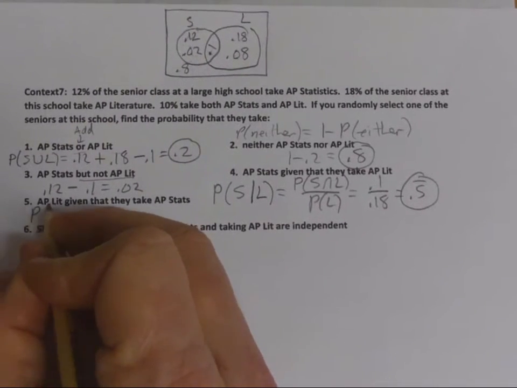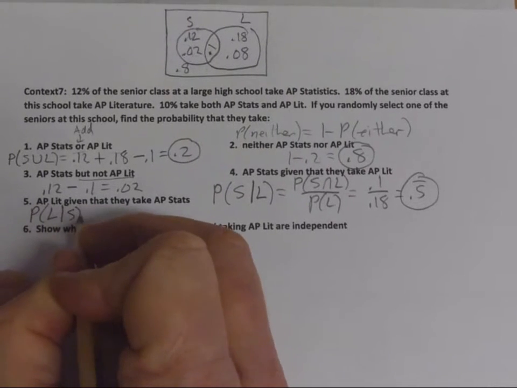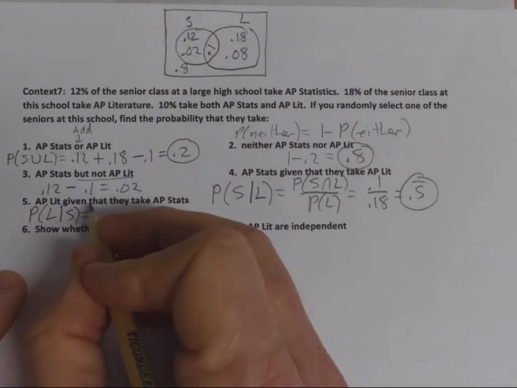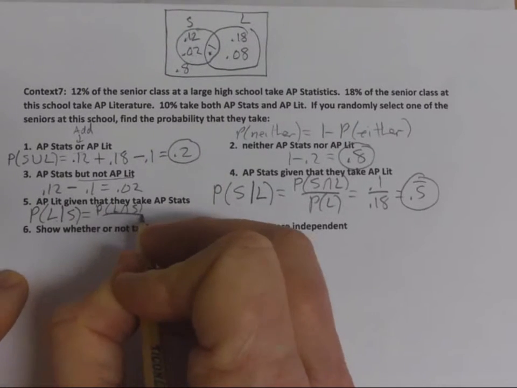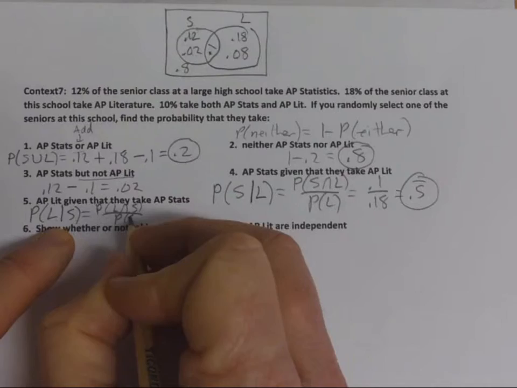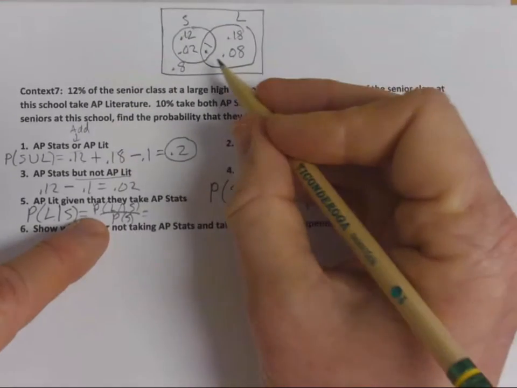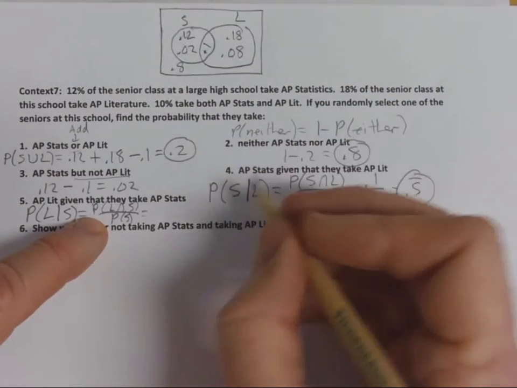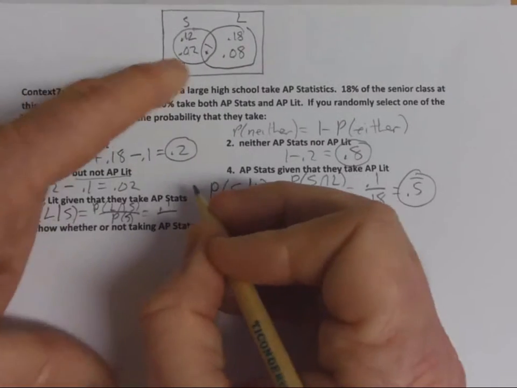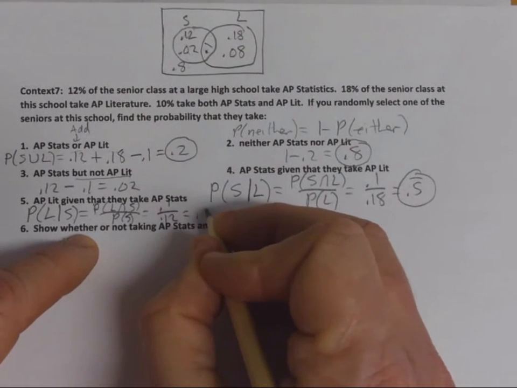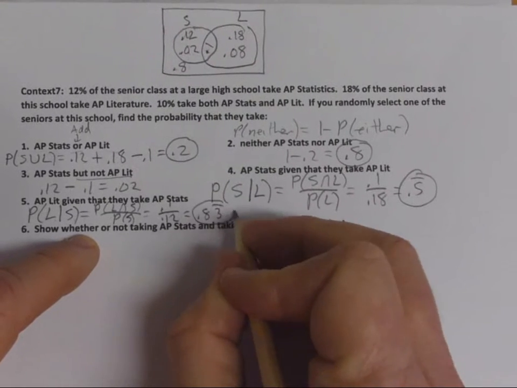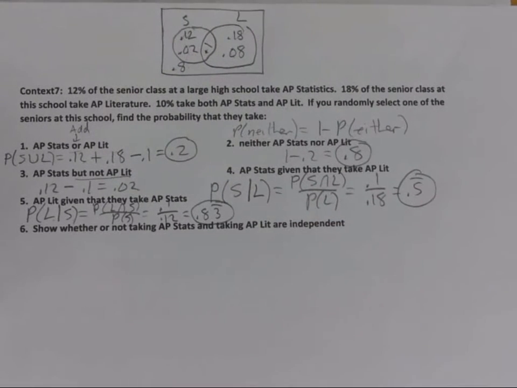Well, the notation there, Lit given Stats, is the probability of both of those things: the probability of Lit and Stats over the probability of what you're given, the probability of the second one. Lit and Stats, that's the overlap, that's 0.1, over the probability of Stats, which is 0.12. And so 0.1 divided by 0.12 is 0.83 repeating. Those are what is known as conditional probabilities.